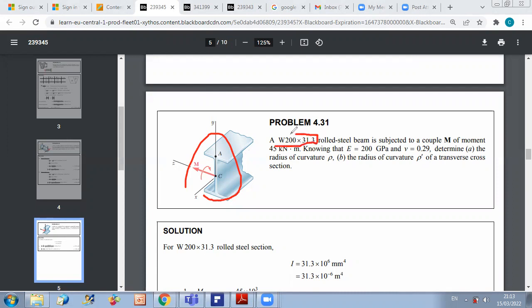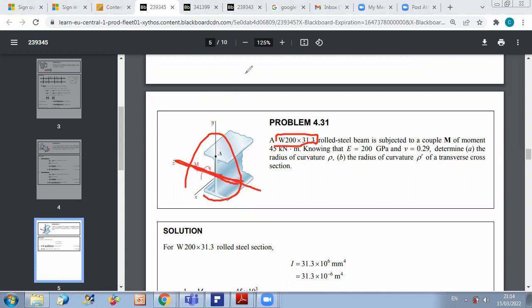So you can go to the catalog. From the catalog, you can determine the inertia you desire. You need the inertia about this neutral axis, because the bending moment is parallel to Z. So you need to find from the table, from the appendix, what is the inertia about this axis for this beam, and that's it.